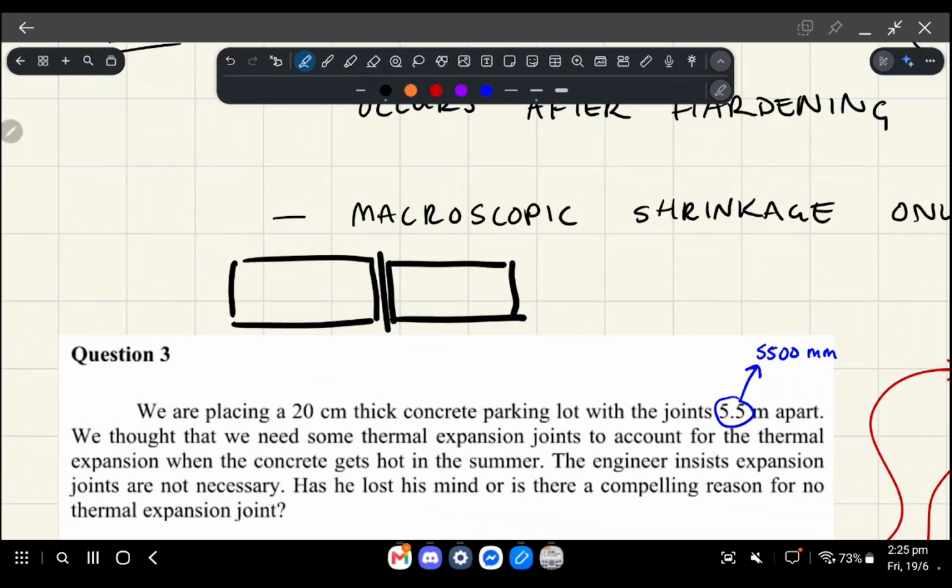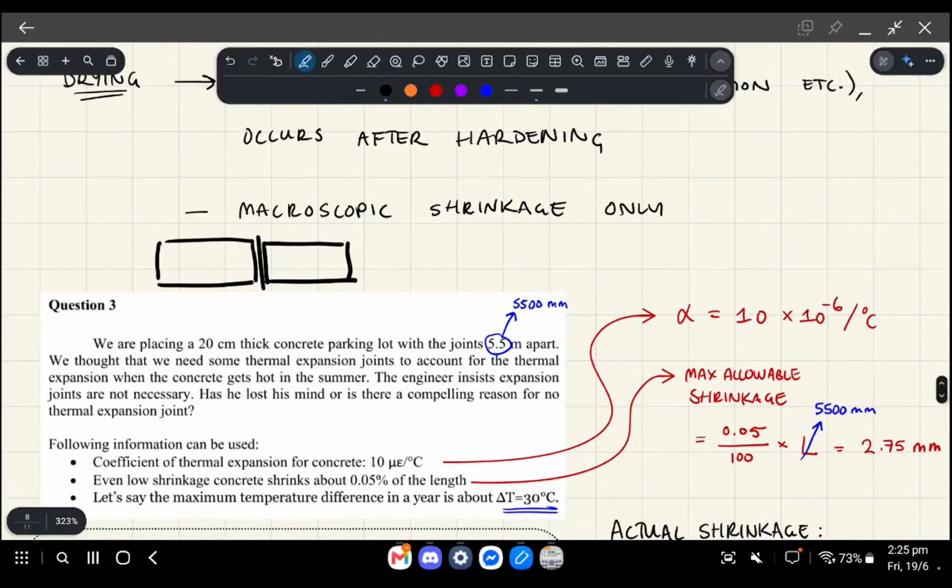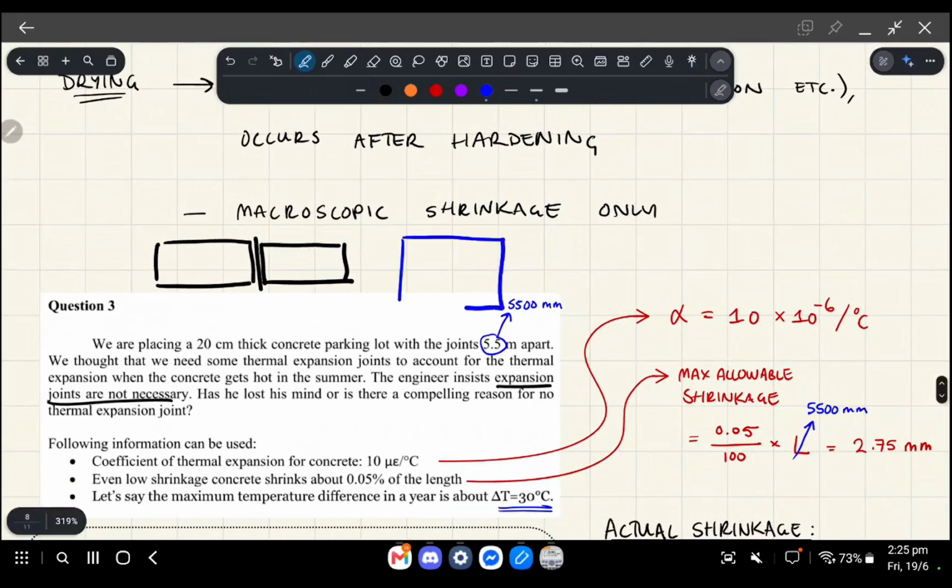So when the question says the engineer insists that expansion joints are not necessary, what am I trying to say? What it's saying is that this particular concrete parking lot doesn't need joints, okay? We need to do some calculations to figure out whether that's true or not, okay?